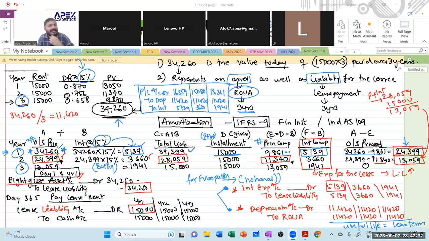No, it is not the same asset. It is not the same asset that you're charging depreciation for. You have a scooter, you are allowing me to use it. What is my asset? The right to use the scooter.